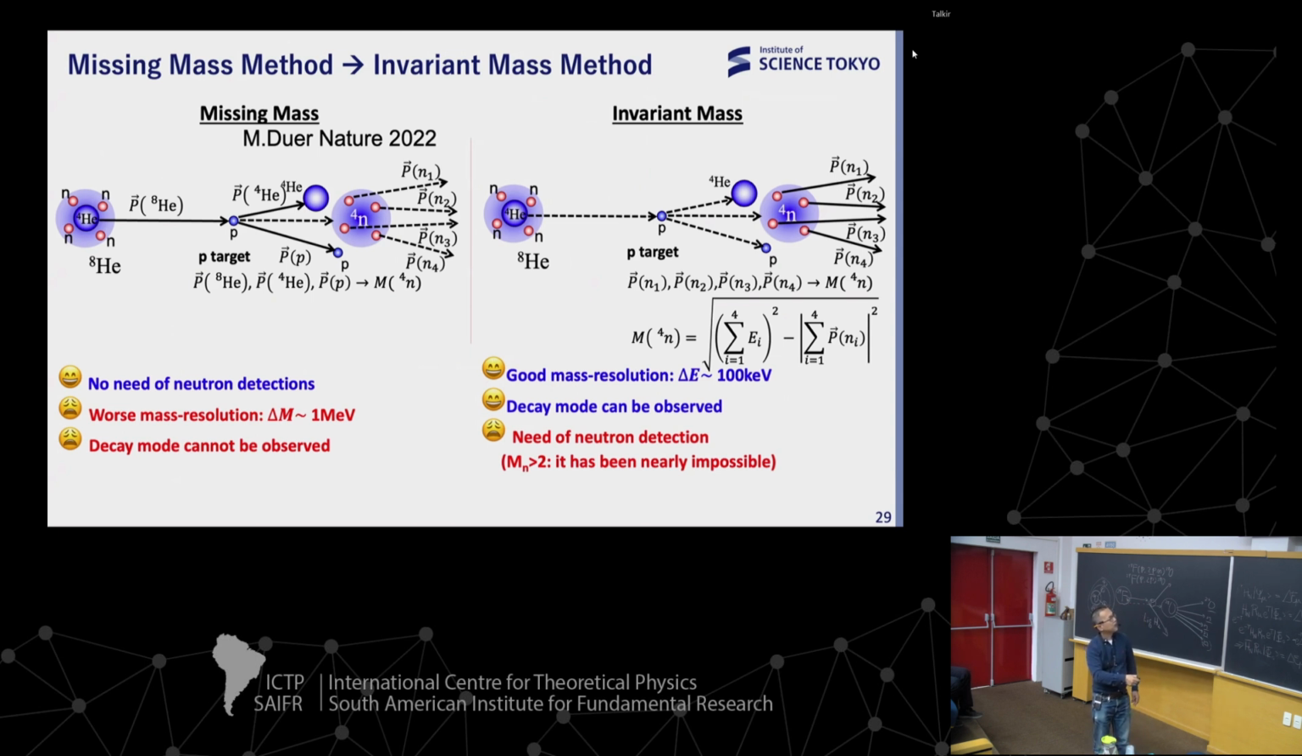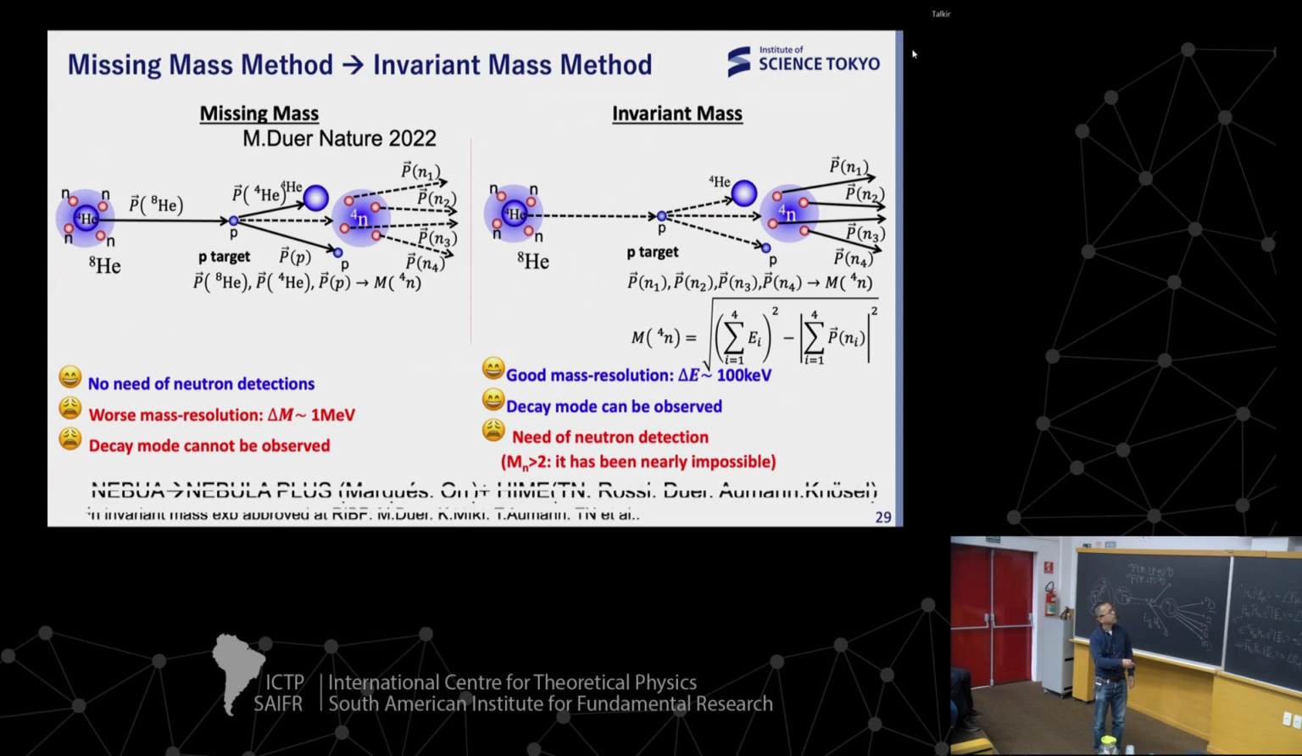But we need to measure neutrons. Yeah, so this is a kind of headache. But we have some algorithms now. Indeed, with the current setup, NEBULA, which is now upgraded to NEBULA-Plus, is basically equivalent to NEBULA and NeuLAND combined, as in the case of oxygen-28.